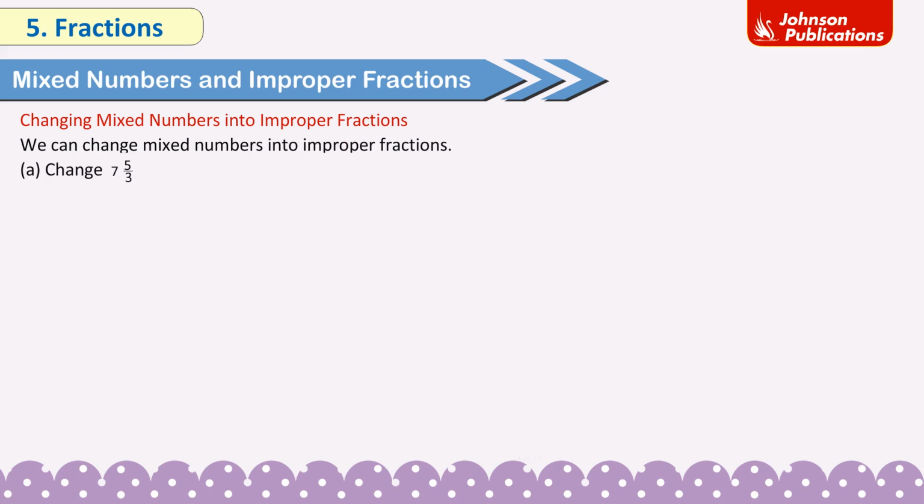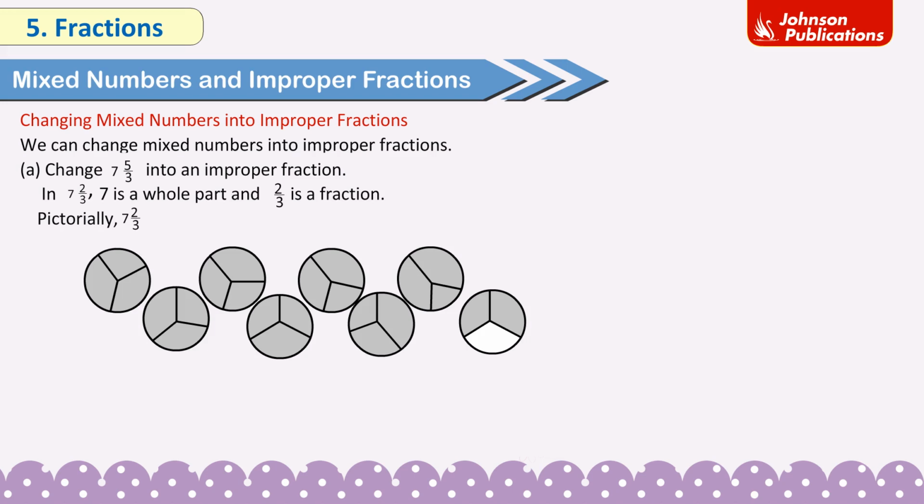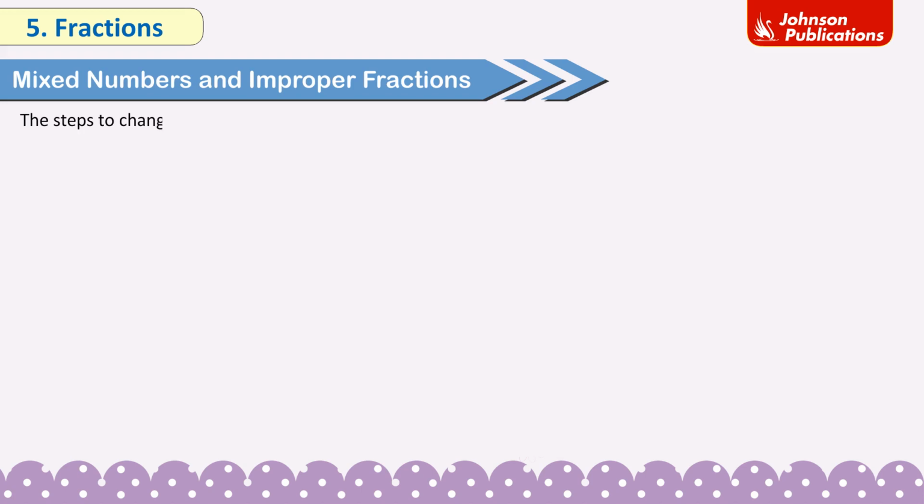A. Change 7 and 2 by 3 into an improper fraction. In 7 and 2 by 3, 7 is a whole part and 2 by 3 is a fraction. Pictorially, 7 and 2 by 3 can be shown in following ways. The steps to change mixed number into an improper fraction are as follows.